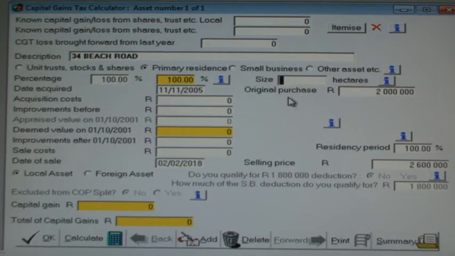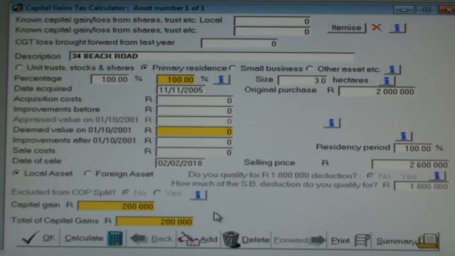I just want to draw your attention to this field where we can enter the size of the property. I'm going to enter a size of 3 hectares and see what happens to the gain. Suddenly we have a gain of 200,000. Why? Well, the law regarding the 2 million rand exemption on the profit of a primary residence says the 2 million rand primary residence exclusion applies to so much of the property as does not exceed 2 hectares.